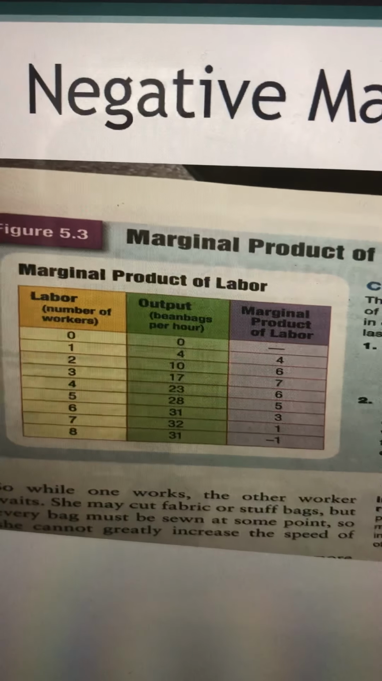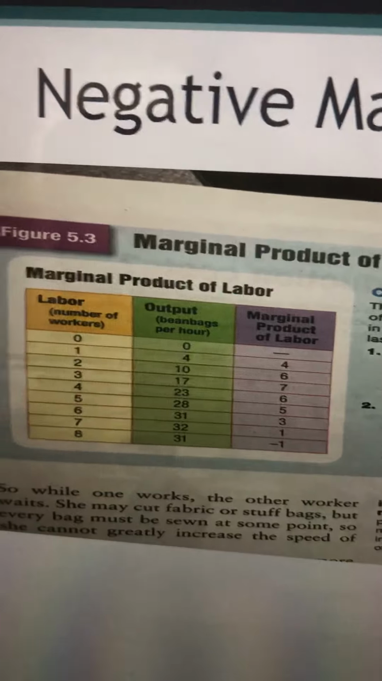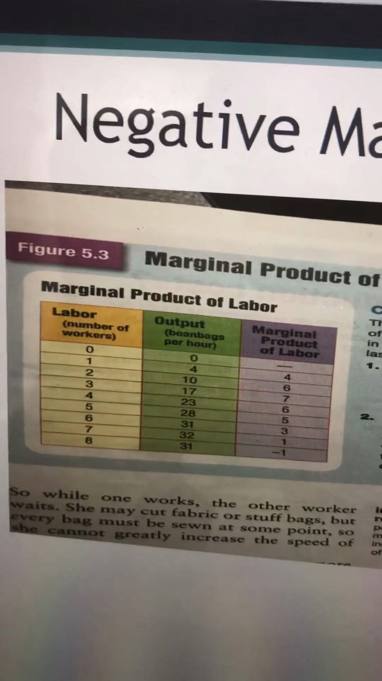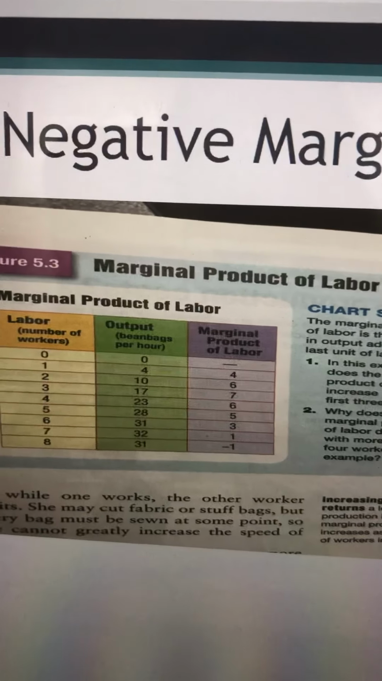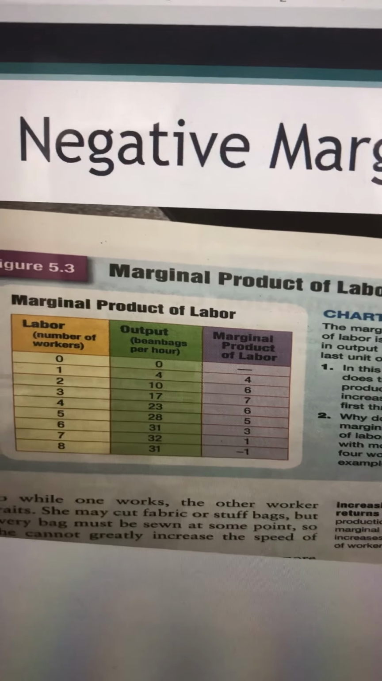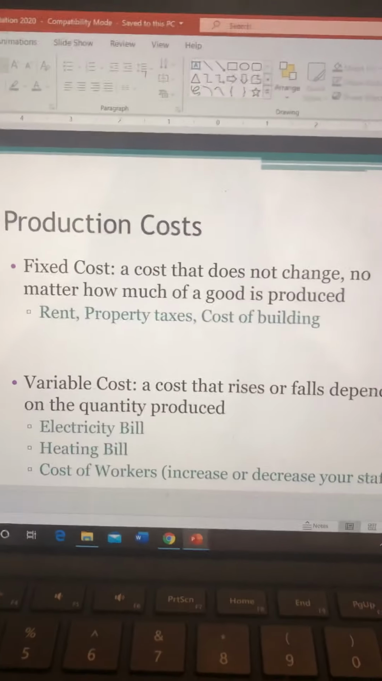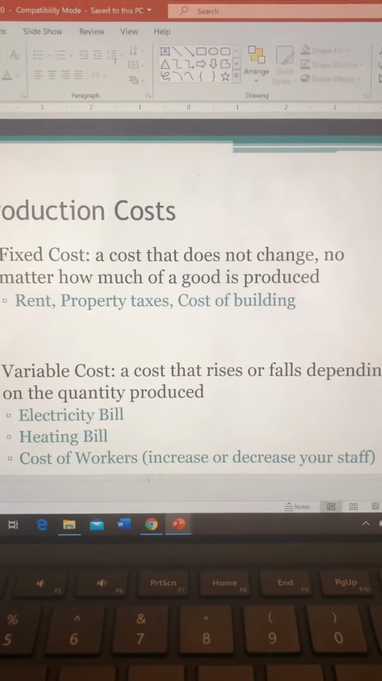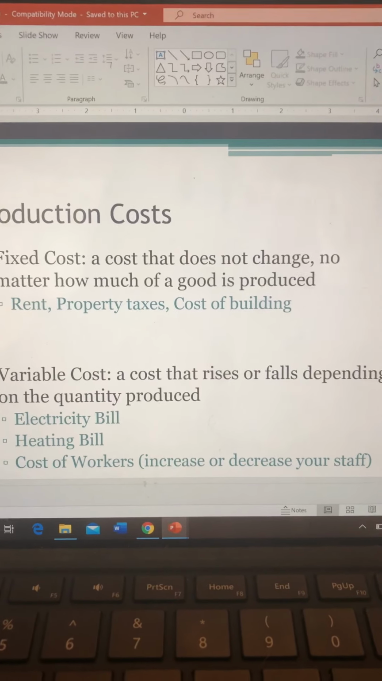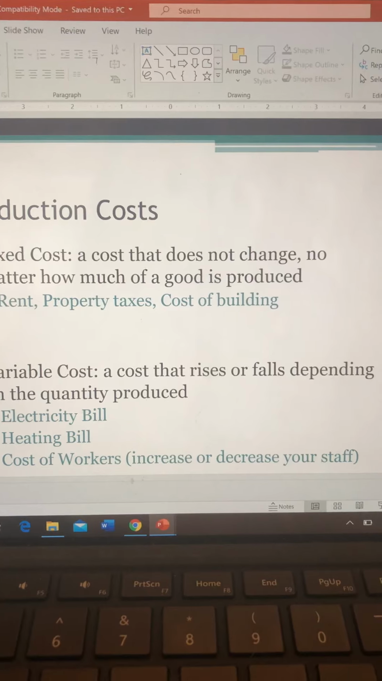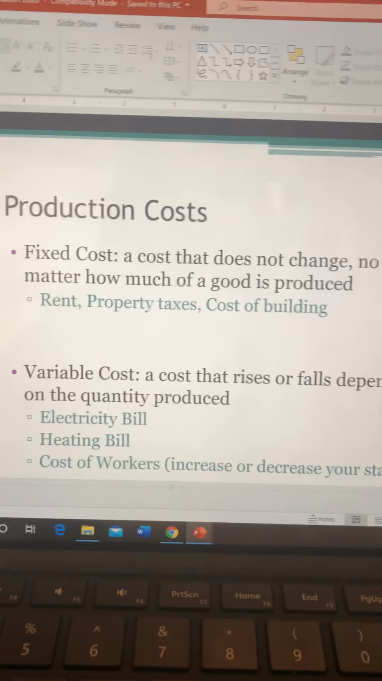The workers start to get in each other's way. There's only so much capital in the beanbag factory. Like I said, there's only so many scissors and sewing machines. So it starts to get messy, and you'll eventually start to decrease your output numbers as well. Before we move on, I'm not going to ask you to actually calculate the numbers, but I want you to be able to look at that chart and explain it.